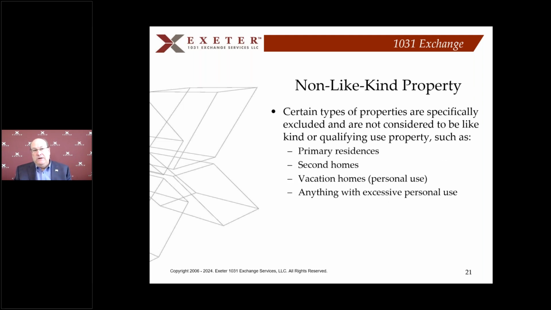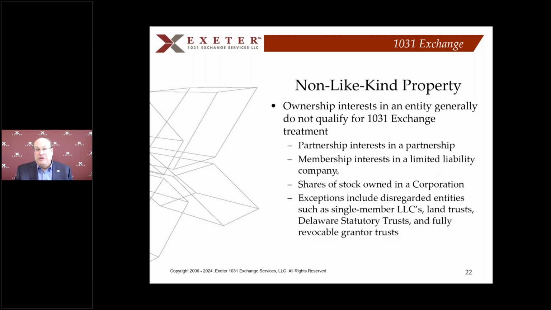Just as important is property that is not considered like-kind. So a primary residence, a vacation home, a second home, anything with a lot of personal use is probably not going to qualify because it's not held for rental, investment, or business use. Now, intent can change. You can change from personal use and convert it to investment property, then it would qualify.